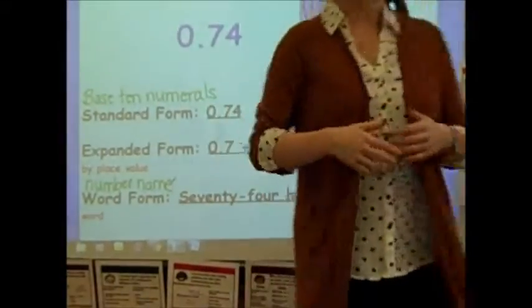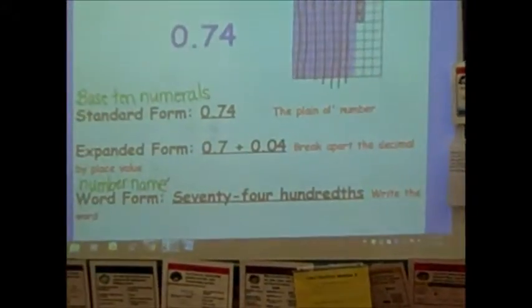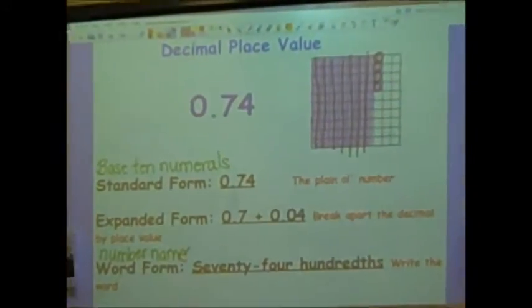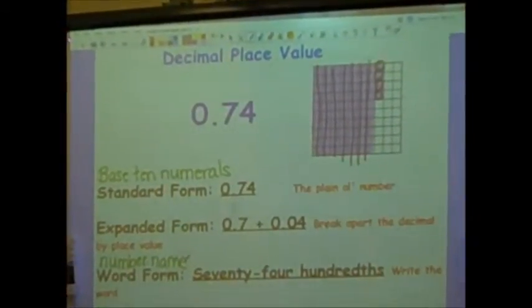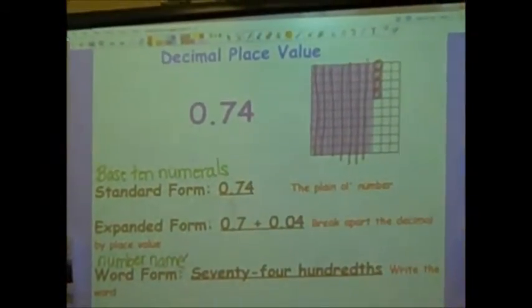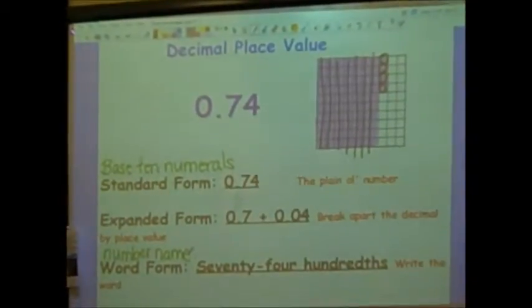And even saying tens versus tenths, hundreds versus hundredths, to just keep recognizing that this is part of one whole. That outside box is one whole.